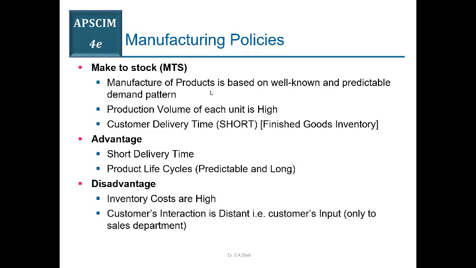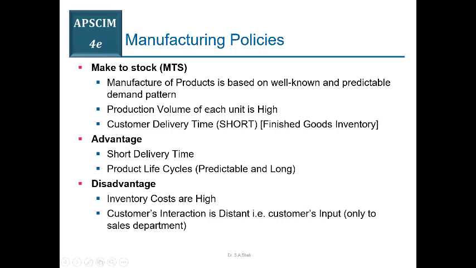If you look into the make to stock or production to stock philosophy, for sure the demand will be there from the market side. Manufacture of the product is totally based on the predictable demand pattern. The second bullet shows the production strategy, that what type of strategy can be associated with this particular policy. It is mass type of production.